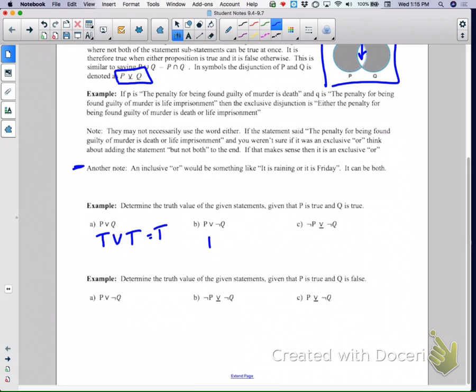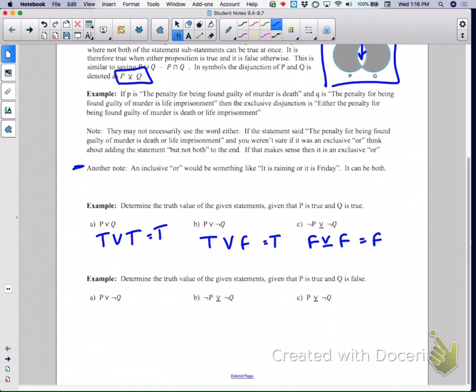Okay. Next we have true, disjunction, not Q. So if Q is true, then that means false. That would also be true because, again, at least one part of it is true. Finally, not P, exclusive disjunction, not P. In this case, that would be false. At least something has to be true in order for that statement to be true.